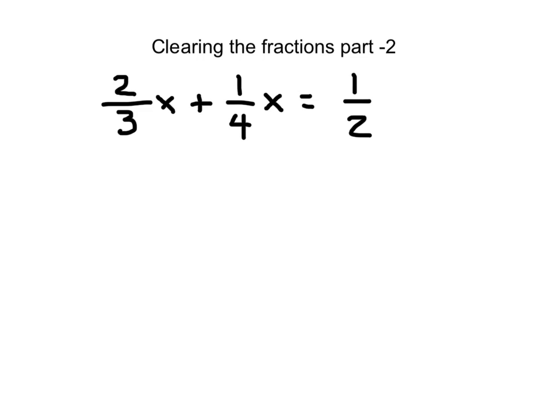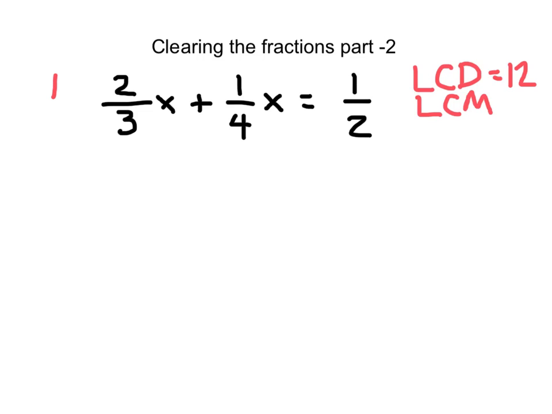This video is clearing the fractions, part 2. In order to clear the fractions, we need to multiply all the terms of our equation by the least common denominator of the fractions, or the least common multiple of those numbers. Same thing. So here I have 3, 4, and 2. The least common denominator for 3, 4, and 2 is 12. That's what I want to multiply each fraction by.